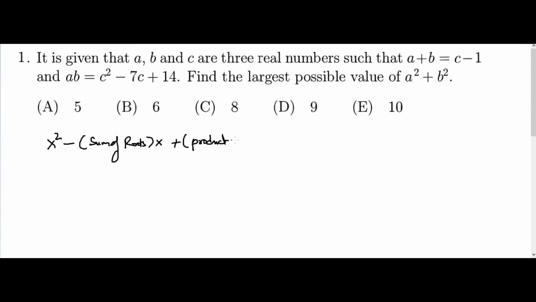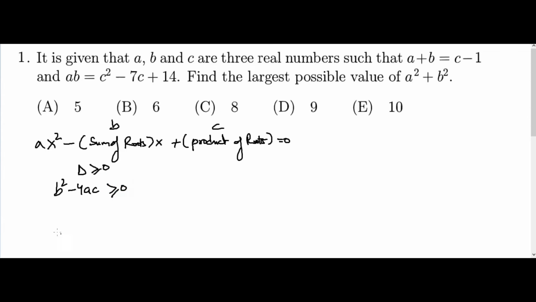A good thing about a quadratic equation is that whenever its roots are real, its discriminant is greater than or equal to 0. The same funda will be applied here. So b square minus 4ac, if this is a, this is b, and this is c, must be greater than or equal to 0.